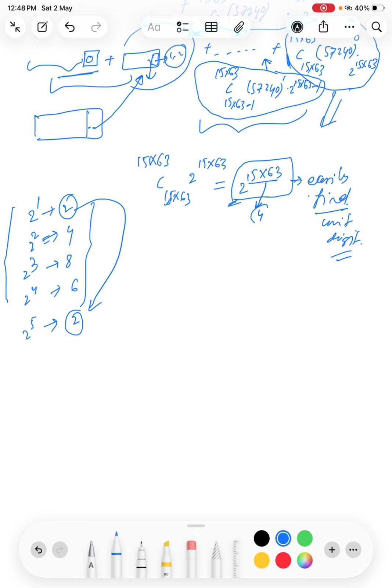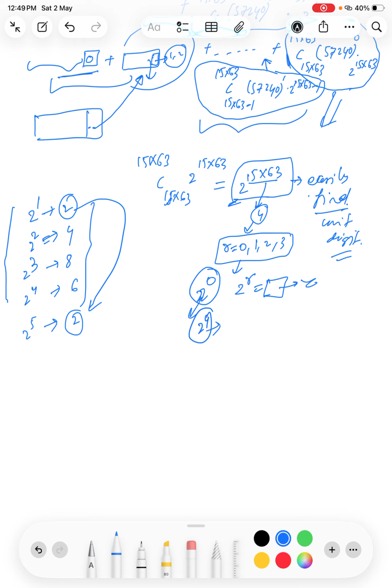So if we divide the exponent by 4, what can we get as remainder? The possibility is that we can get 0, 1, 2 or 3, not more than that. Whatever the remainder will be, if we raise 2 to that power, whatever unit digit we get will be our unit digit. In case of 2 to the power 0, we'll be taking 2 to the power 4. Getting my point?